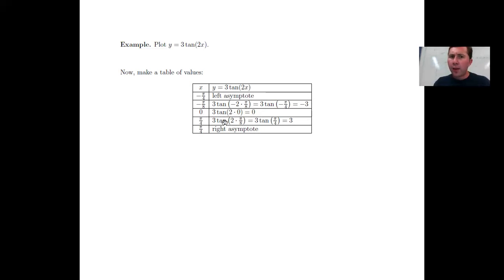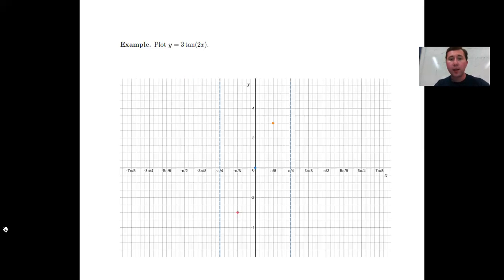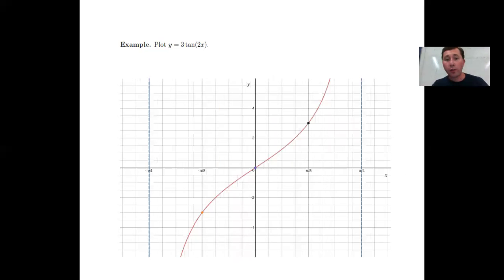Take all of these 5 coordinate pairs that this table gives you and plot them like I've done here. And of course, at the left and right asymptotes, you're not plotting points, but you're just drawing dotted lines to play the roles of your asymptotes. With these 3 points, you should be able to connect them smoothly, just remembering what the normal tangent of x function looks like. So that's what I've done here.